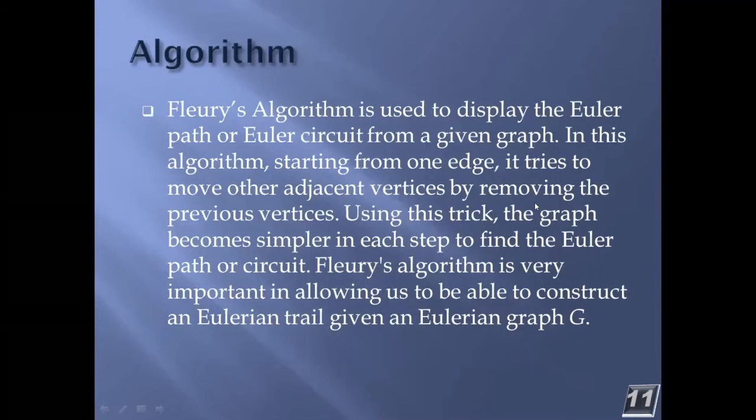Okay. Now algorithm parts. Fleury's algorithm is used to display the Euler path or Euler circuit from a given graph. In this algorithm, starting from one edge, it tries to move to other adjacent vertices by removing the previous vertices. Using this trick, the graph becomes simpler in each step to find the Euler path or circuit. Fleury's algorithm is very important in allowing us to construct an Eulerian trail given an Eulerian graph G.